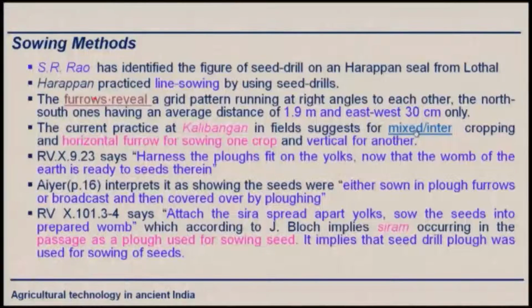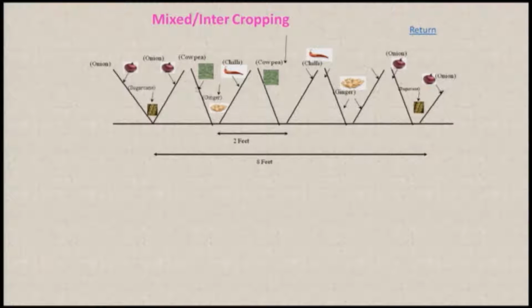This is the mixed crop. What do you mean by mixed cropping? Any idea? Let me show you what that is. If you look at this, I can have a furrow and these are the ridges, and there can be onion, sugarcane, and some other crops. Together you will be having the cultivation.